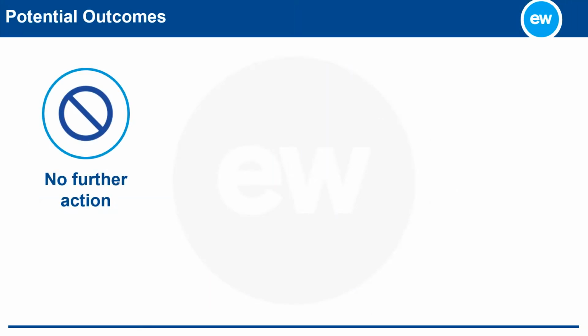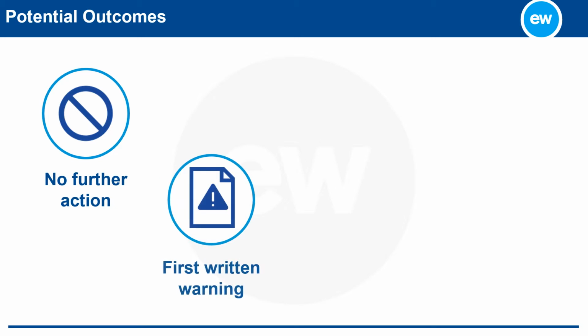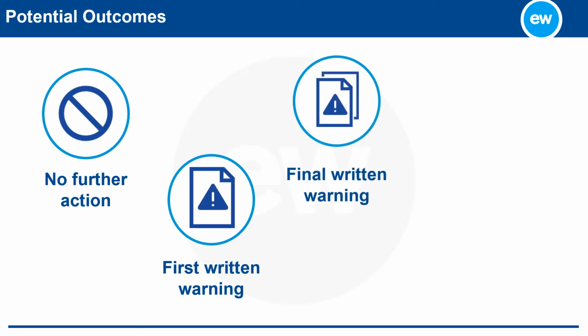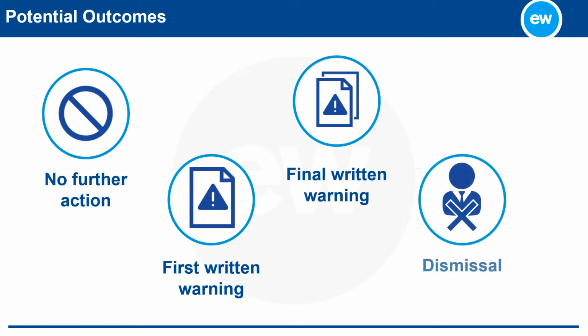So what kind of potential outcomes could you be looking at? It may be, even after further investigations, you determine that there is no further action to be taken, in which case you just need to record that. For less serious safeguarding issues, you could be looking at issuing the employee with a first written warning. In more serious situations, then it could be a first and final written warning. In very serious cases where the allegation amounts to potential gross misconduct, then you could be looking at dismissal.